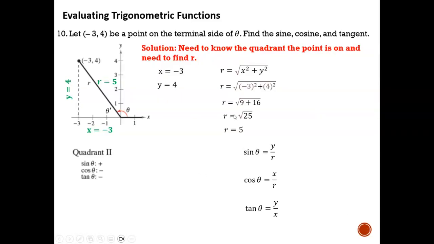Again, we can just plug in the values. Once we found r, we can just plug in the x, y, and r values to get these trig function values. But again, I wanted to show you how it's a triangle and you find the side lengths and you know the values. So let's go ahead and plug this in. Y over r, which is 4 over 5. X over r, negative 3 over 5. And then tangent is negative 4 over 3. Okay, so that would be another review there for that problem.